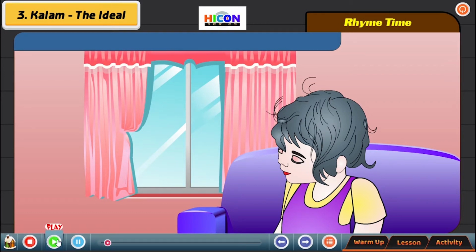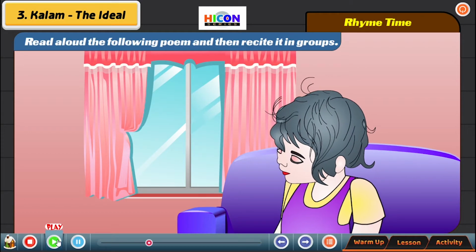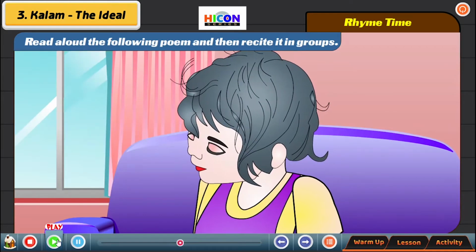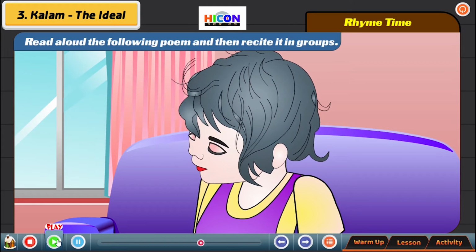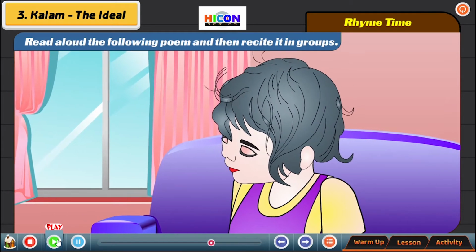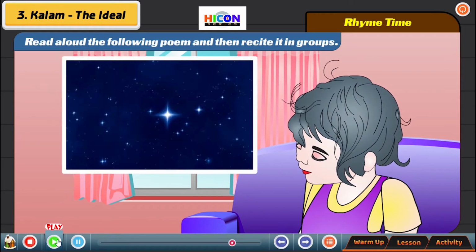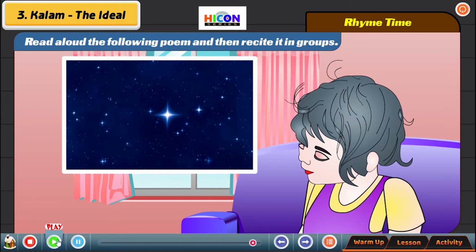Rhyme time. Read aloud the following poem and then recite it in groups. Ruma dreams of becoming great one day. For her, good deeds and all would say, "Oh great, the world would soon know. She just needs to grow." But she knows it is not easy. She needs to work and not be lazy. For a dream is like a star that will lead you to the goal afar.